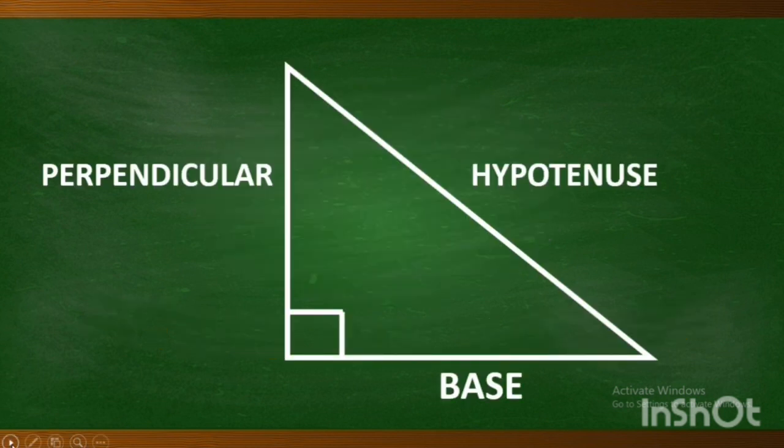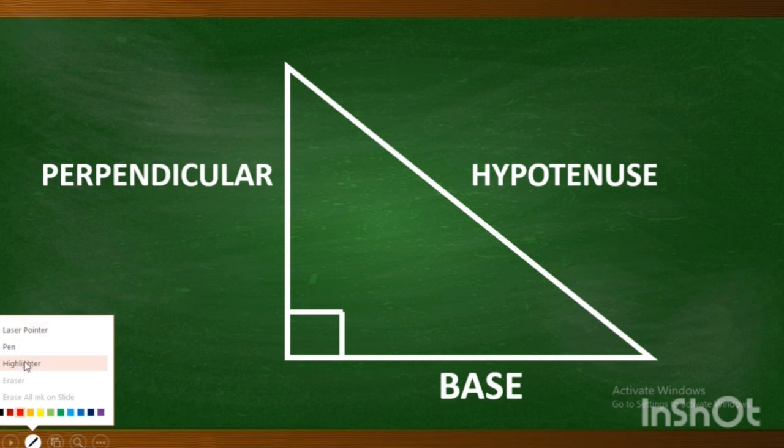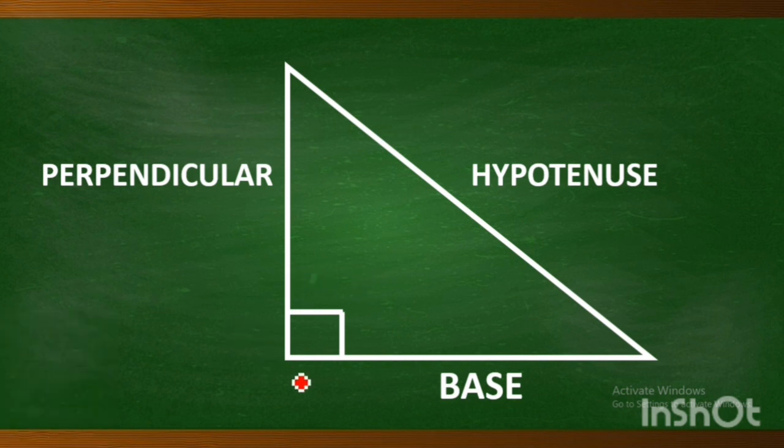So before talking about the Pythagoras theorem, let us first know what a right angle triangle is. What are the parts of a right angle triangle? In a right angle triangle, we have one of the angles as 90 degrees. So here this angle is 90 degrees, and the side opposite to 90 degrees, that is this one, is known as the hypotenuse. The height is known as the perpendicular and the bottom one is the base. So these are the parts of a right angle triangle.